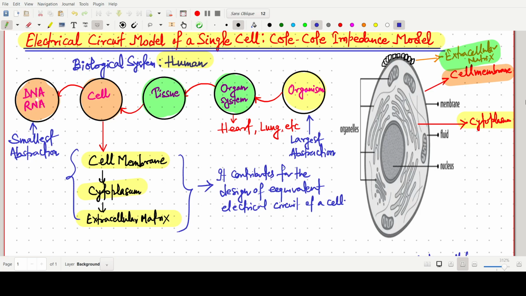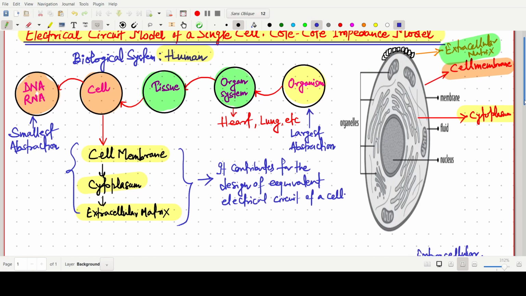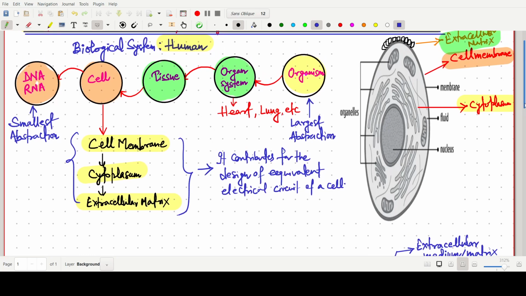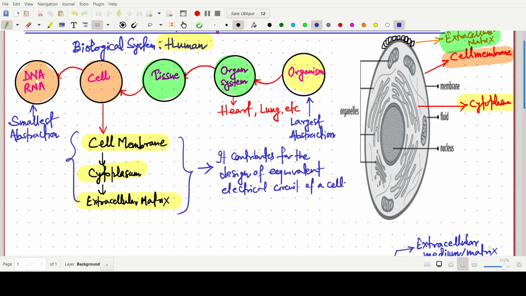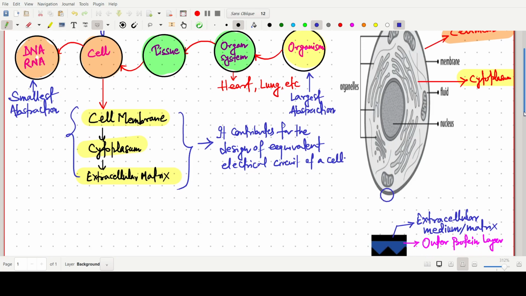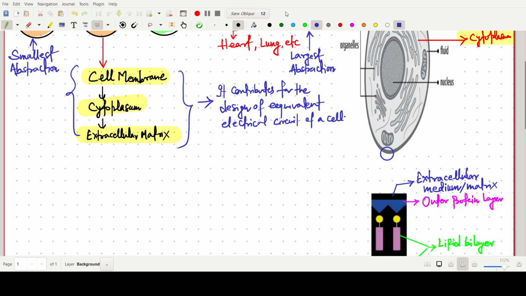Then what we are considering is the cell membrane. What electrical components does the cell membrane consist of? That we have to think about. For example, I am considering this portion. This portion that we are considering, for example, is some portion of the cell membrane.